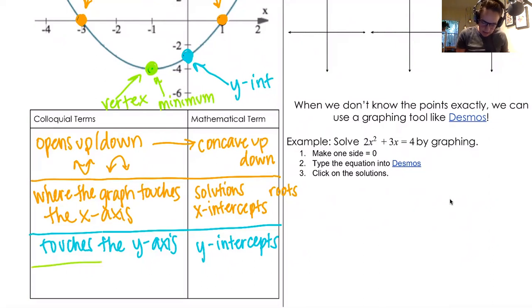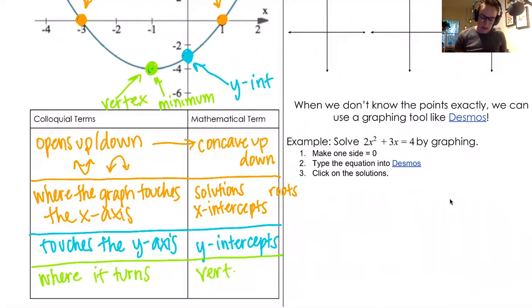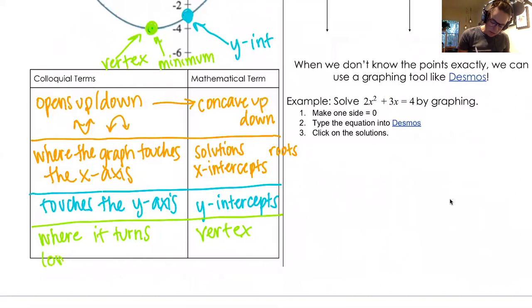So I'm going to go ahead and say it's where it turns. Sometimes that's what we say: where it turns, a turning point. We call that the vertex. And since it's the lowest point, it's called the minimum.